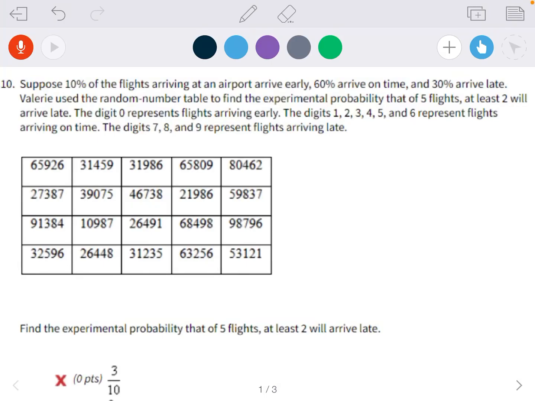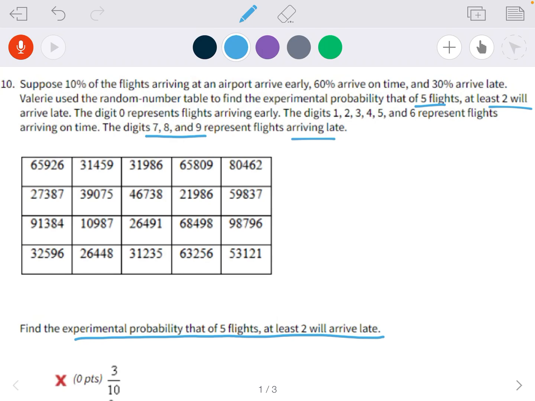All right, here is the explanation for number 10. I'm assuming that you've read the problem and that the problem is asking for, we've got 5 flights, we've got 2 will arrive late. Find the experimental probability that of 5 flights, at least 2 will arrive late. So the digits 7, 8, and 9 represent arriving late.